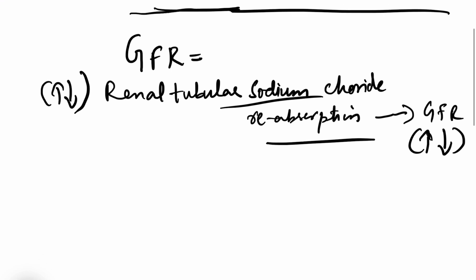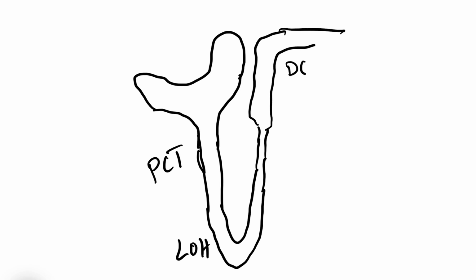To understand this concept in detail, let us go to some basics. I am just drawing a nephron, a tubular structure of the nephron, a line diagram. This is the Bowman's capsule, which continues as the proximal convoluted tubule. Then we have the loop of Henle. This loop of Henle continues above as the distal convoluted tubule, so I will write DCT for distal convoluted tubule. Then finally it continues as the collecting duct.